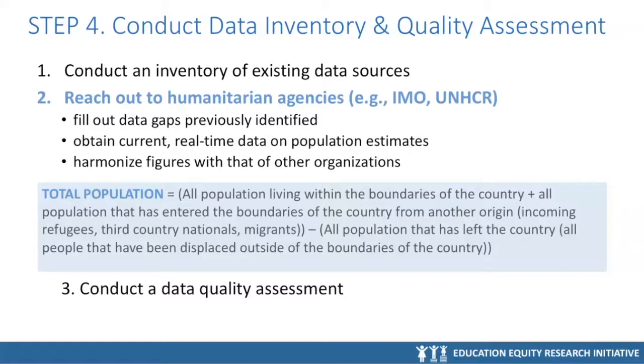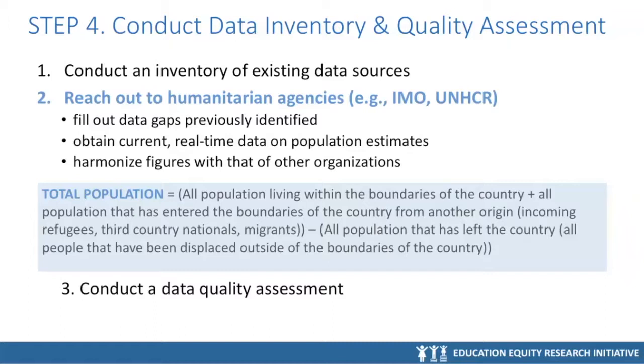We know that in crisis and conflict context, there are constant population movements and population shifts. So here we have the formula that's most frequently adopted to define the total population, which includes all population living in the boundaries of the country, plus all population that has entered the boundaries of the country from another origin, minus all population that has left the country. And as we all know, this total population figure can be very volatile in crisis and conflict context.